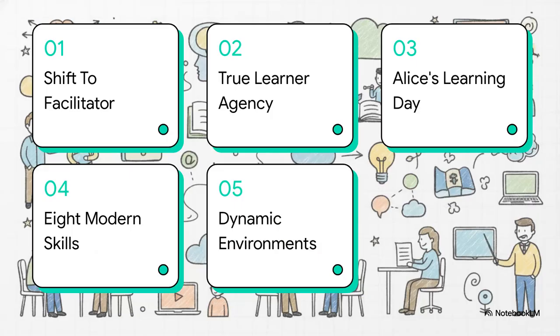We've got a great roadmap for today. We'll be journeying from high-level educational philosophy down to the nitty-gritty day-to-day applications in your school. We'll cover the shift to becoming a facilitator, cultivating true learner agency, a really cool real-world example with a student named Alice, the 8 essential modern skills, and wrapping up with designing dynamic learning environments.